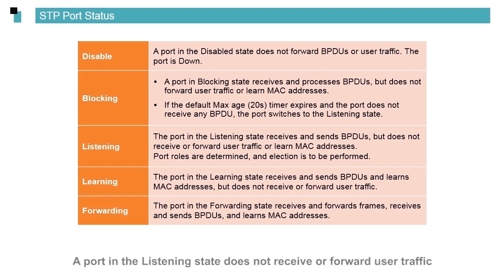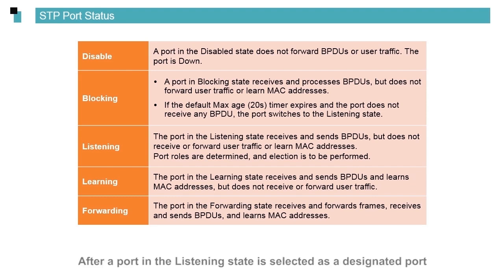A port in the listening state does not receive or forward user traffic or learn MAC addresses. The port undergoes role selection to determine whether the port is a root port or designated port, or whether it is to be blocked. If the port is selected as a designated port, it enters the learning state. A port cannot change directly from the listening state to the forwarding state. This is because the port in the listening state has an empty MAC address table. If the port changes directly to the forwarding state, the switch would simultaneously receive and flood a great amount of traffic. To prevent such flooding, the learning state was introduced.